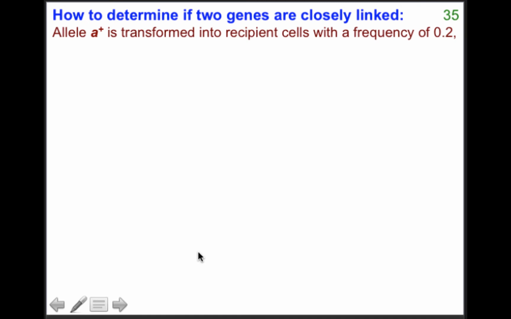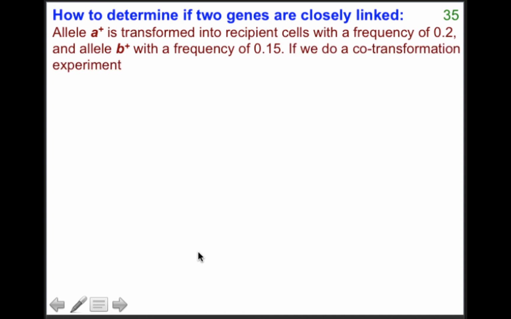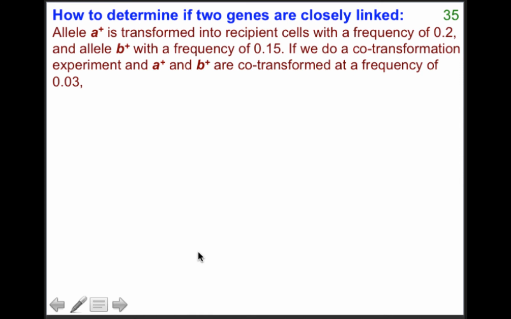All right, so some questions that try to hammer that home with some real numbers. Let's say that in general, the A plus allele, when you're doing this kind of transformation experiment, shows up in recipient cells with a frequency of 0.2. Okay, and then the B allele is transformed into the cell with a frequency of 0.15. So if we do a co-transformation experiment and we find that the A and B genes are co-transformed, meaning you'll find A and B together in a recipient cell at a frequency of 0.03, then what can you conclude?